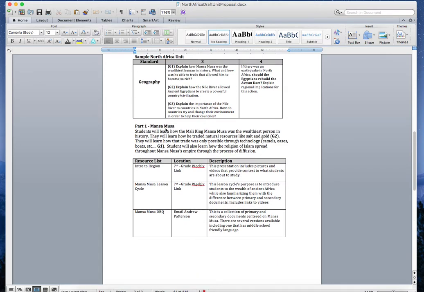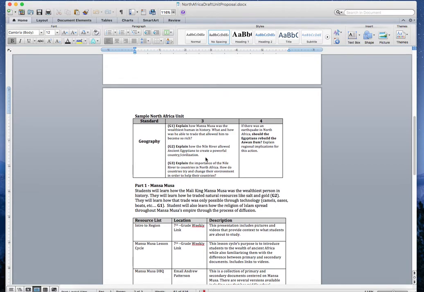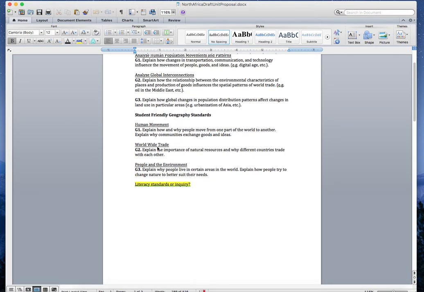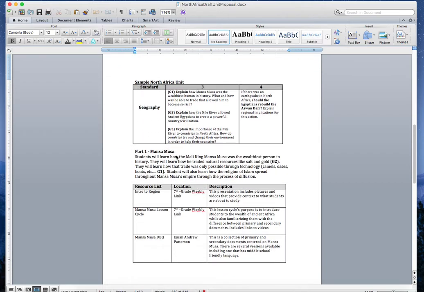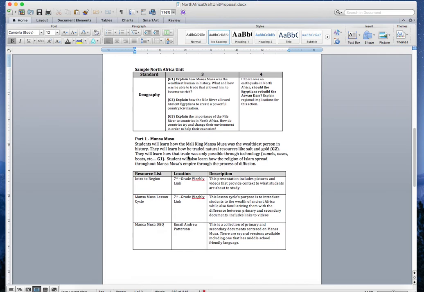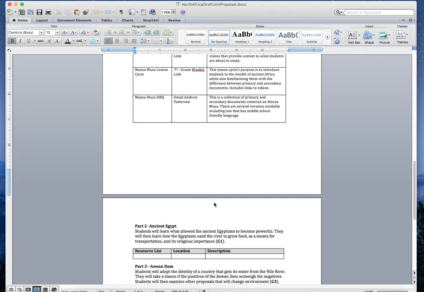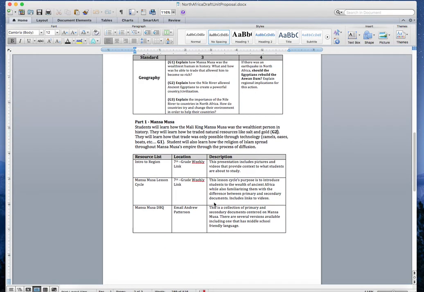After each part and label, Mansa Musa, there's a very brief and vanilla description of what students will learn about. And if you'll notice, for example, they will learn how we traded natural resources like salt and gold. G2, this is part of that unit that corresponds to the standard right here of worldwide trade. This one right here, G1, corresponds to human movement. And as you go through and see the different parts of either Mansa Musa or ancient Egypt or Aswan Dam, you'll see where the standards come in and how I teach them and assess them.